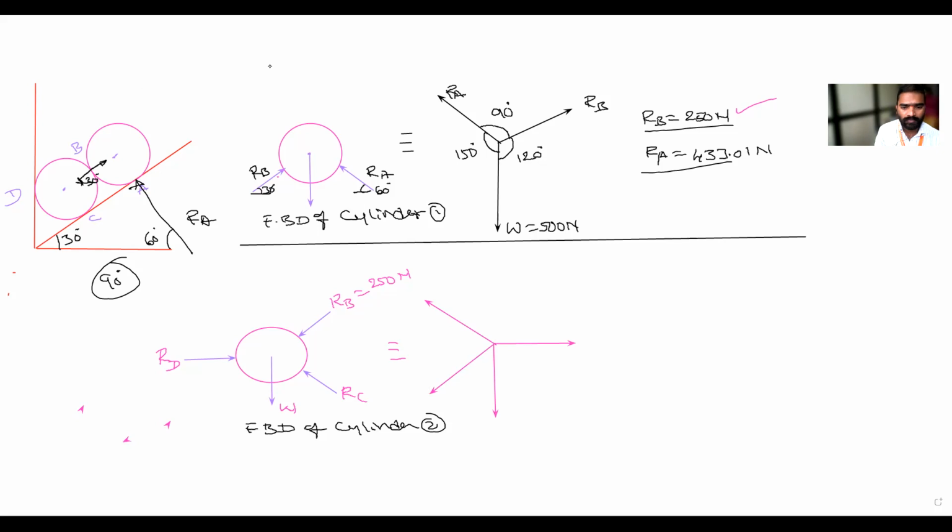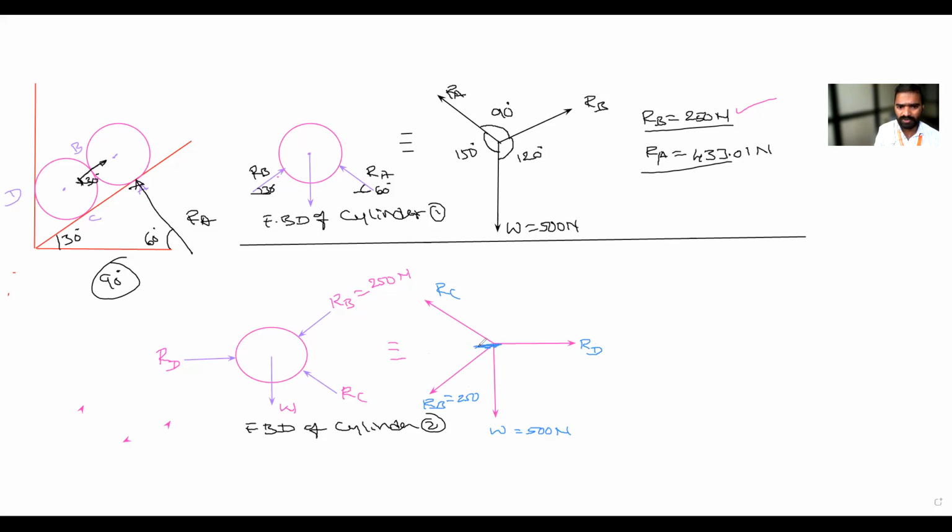What is the angle? This is RD. This weight is acting downward, that is 500 Newton. Then what is this one? This is RC. And what is this one? This is RB. I know the value of RB is 250. Is it clear, everyone? Yes, sir.